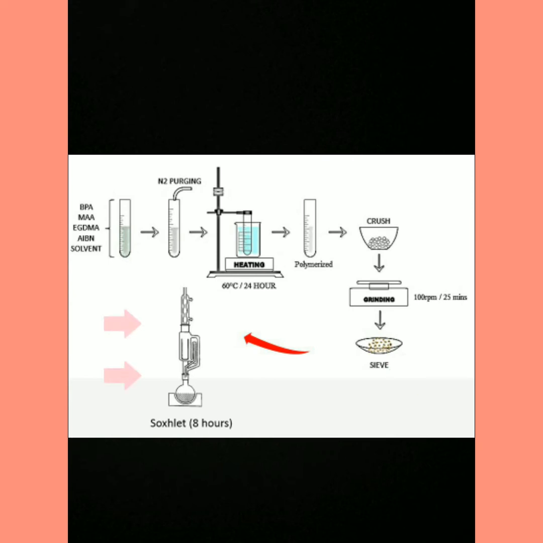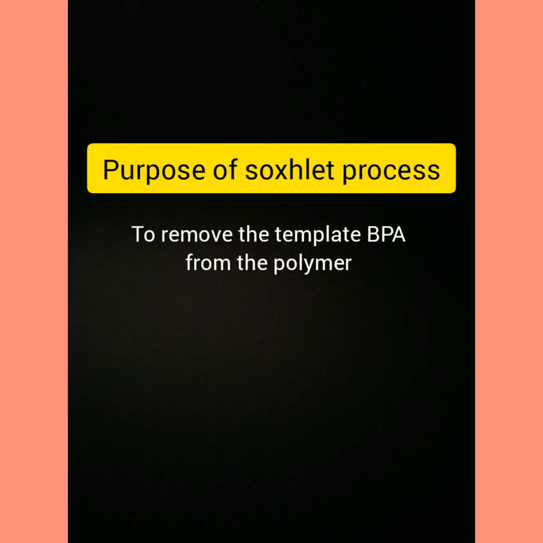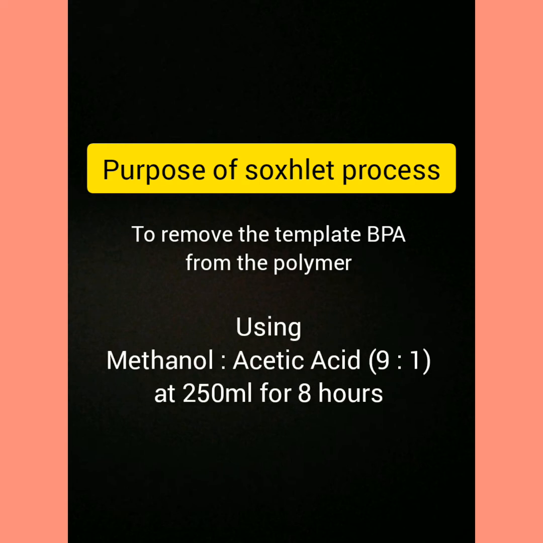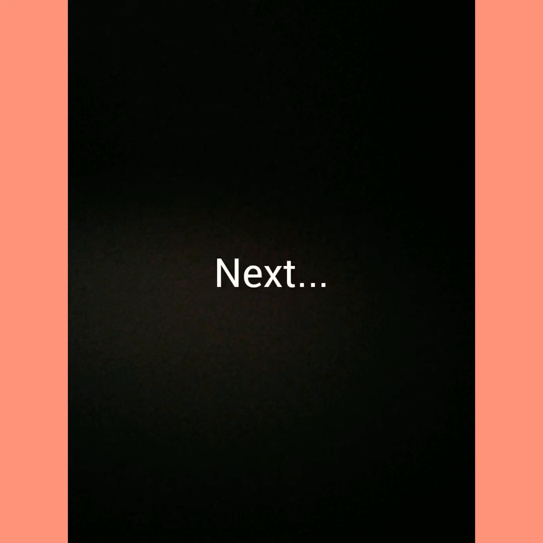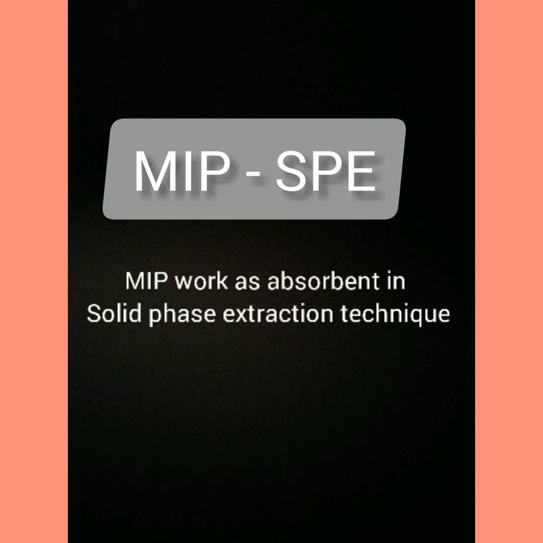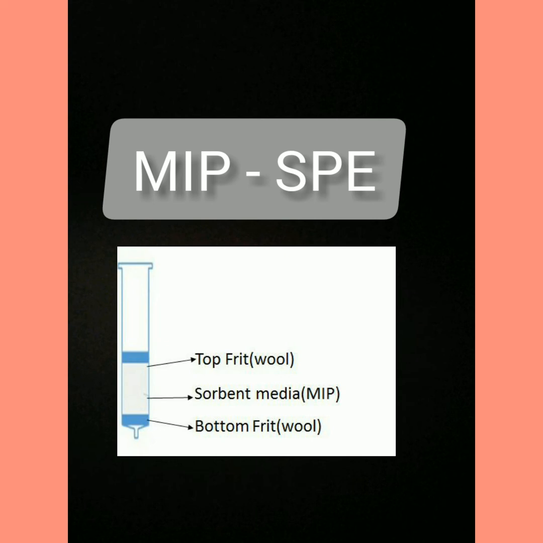Next is the Soxhlet process. The purpose of the Soxhlet process is to remove the template, which is BPA, from the polymer by using methanol and acetic acid with a ratio of 9:1 at 250 ml for 8 hours. After that, the MIP is ready to use. After the MIP is fully synthesized, the next step is MIP SPE, where the molecular imprinted polymer works as an absorbent in the solid phase extraction technique. The MIP is packed into an empty SPE cartridge, and the top and bottom of the cartridge are protected by wool.